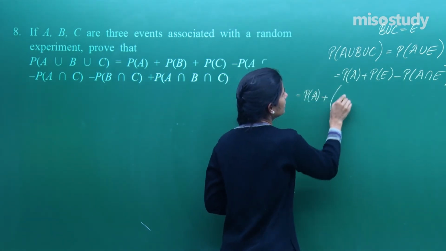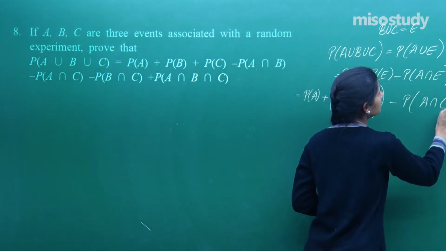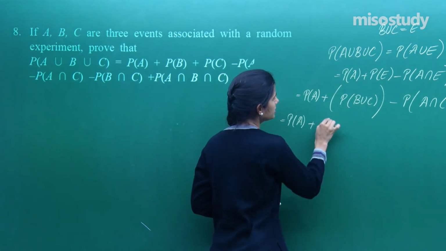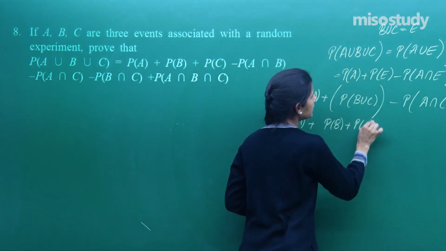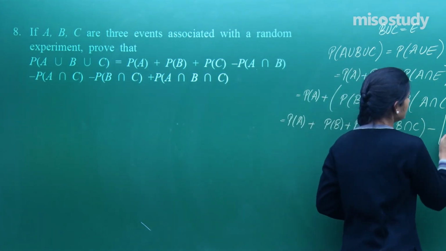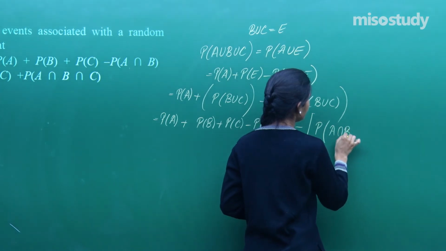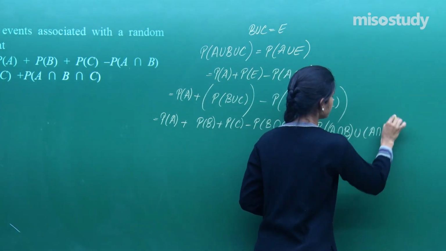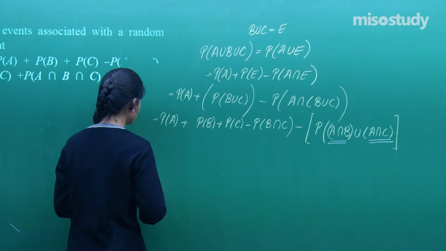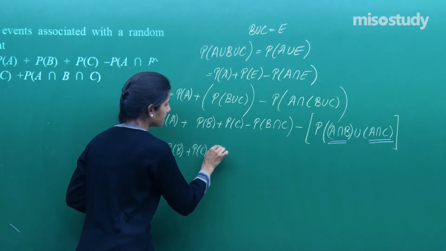This is probability of A. Probability of E means probability of B union C minus probability of A intersection B union C. Cool. This is probability of A plus, what is this? Probability of B plus probability of C minus probability of B intersection C. Let's resolve this part. By the distributive property of intersection over union, this is A intersection B union A intersection C. So I have probability of one event union another event. I know how to resolve this. Let's keep the rest of the terms as it is.